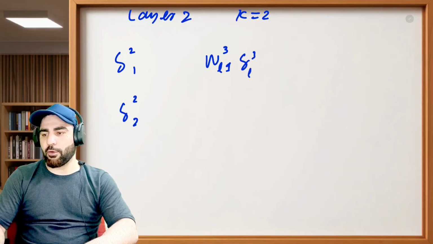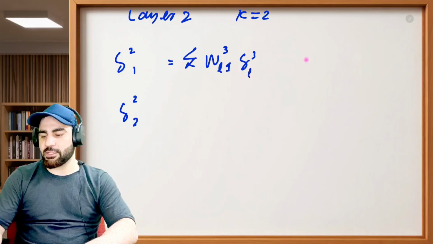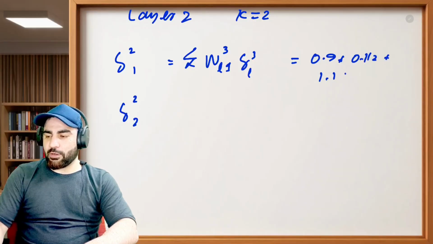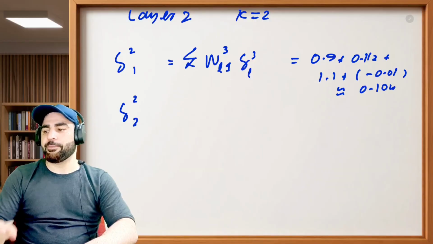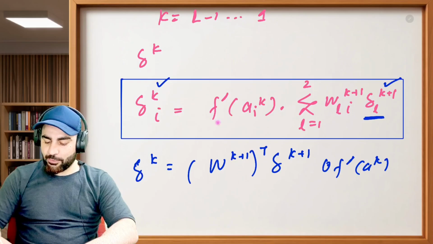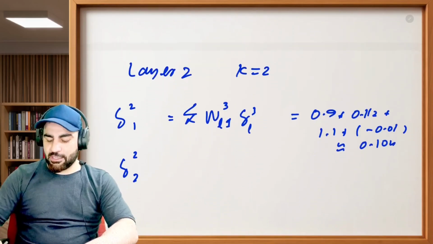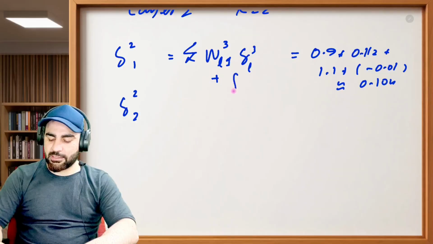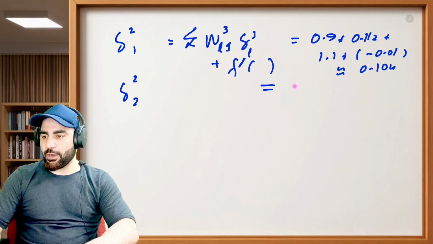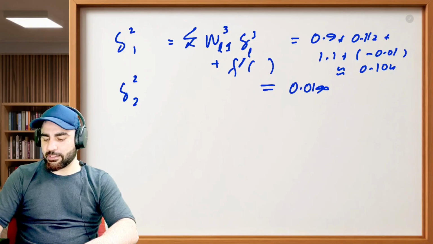Once you perform these computations and the sigma of this, you will get 0.9 multiplied by 0.112 plus 1.1 multiplied by minus 0.01. I'm just writing the calculations here. This will roughly come out to be 0.104. You are computing the summation part. After that, you also have to compute the derivative, the thing that I wrote here. Then multiply them together. So delta 1, 2, plus the other part, comes out to be 0.0199, something of this sort.